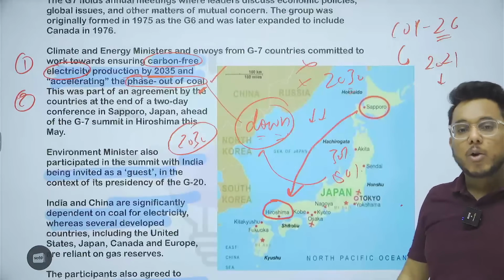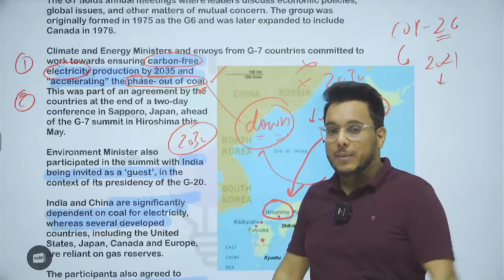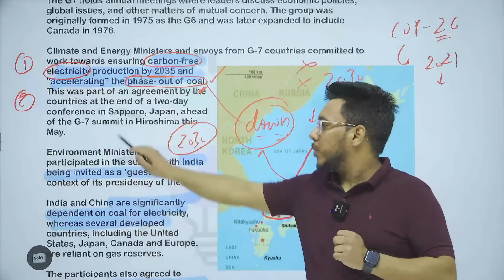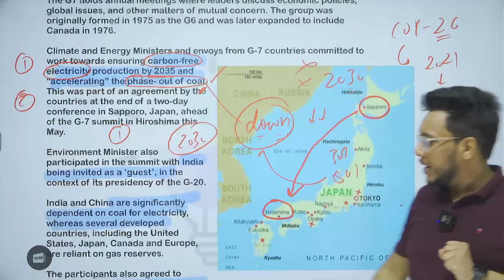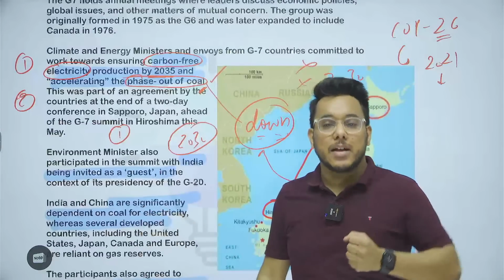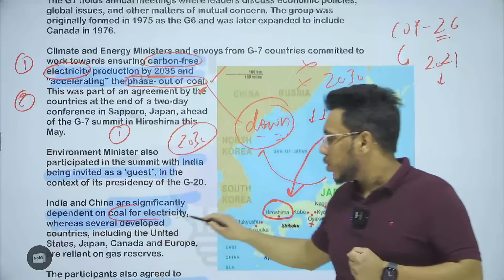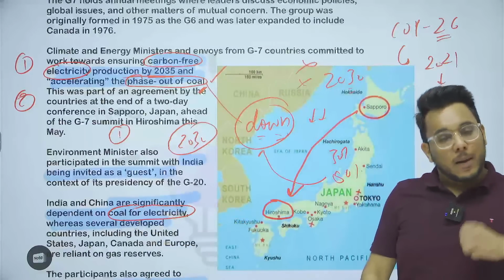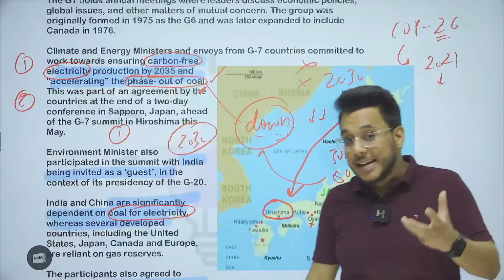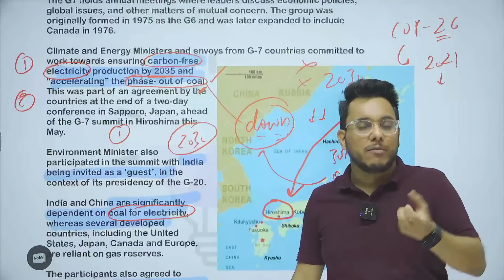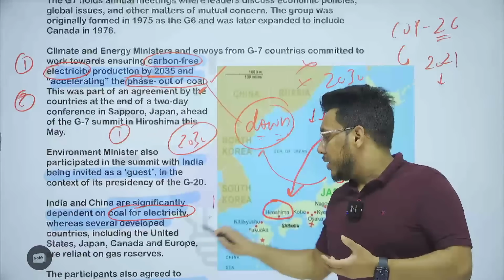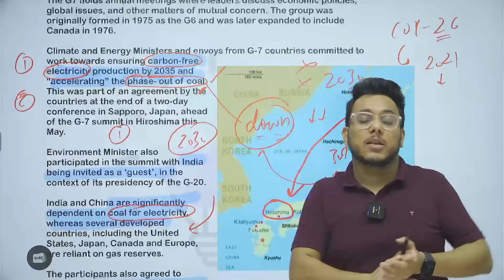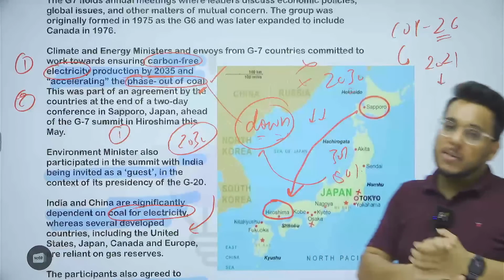Why? Because India has two positions in this particular regard. Position number one, India and China both say that we are developing countries and we are very much dependent on coal for electricity. Most of our industries need electricity, and that electricity is coming from coal. We don't have many power plants which are using other forms of energy. So coal is important for us.